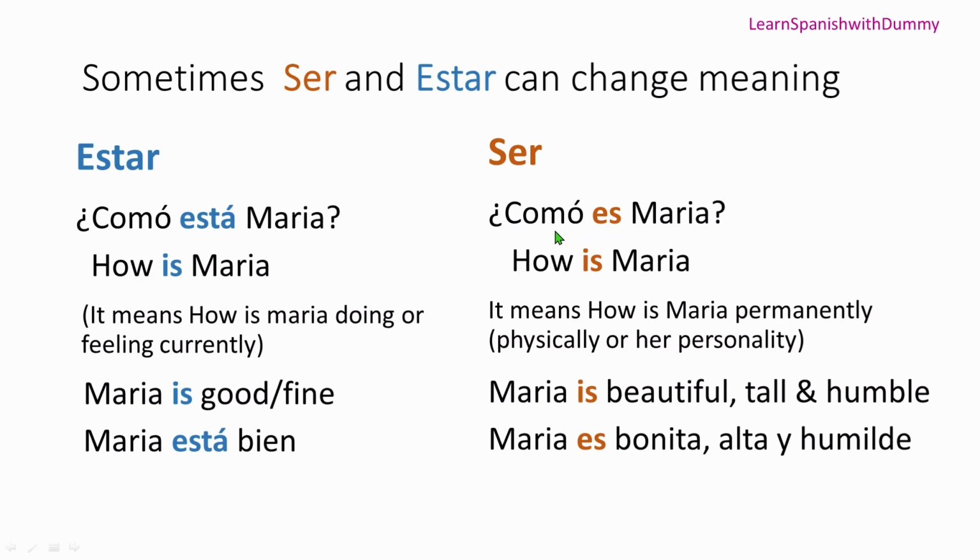You can say it this way. But here, when I say ¿Cómo es María? It means I'm asking how is Maria permanently, physically, her personality, what kind of girl she is, right? Because ser brings a permanent touch. So I can answer that Maria is beautiful, tall, and humble. María es bonita, alta, y humilde. But here it means something temporary. I'm just asking how is she, how is she feeling, or how is she doing? But here I'm asking what kind of person she is. See, estar is always putting a temporary touch, asking about something temporary. Ser is always bringing the permanent touch, asking something permanent about someone, right?